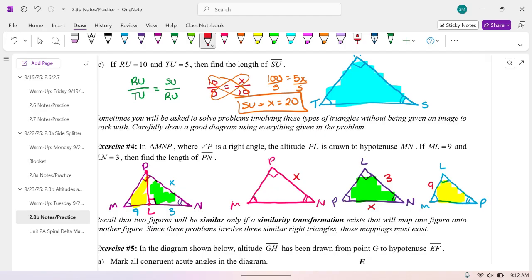All right. Now, we also technically know the length of MN. What would that length be? So look at the very original diagram where all 3 triangles are together. What would that length be? 12.